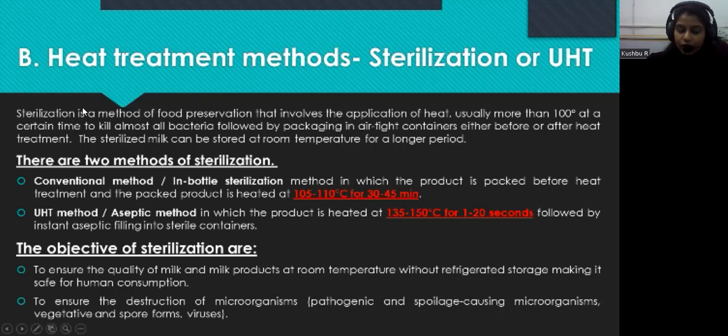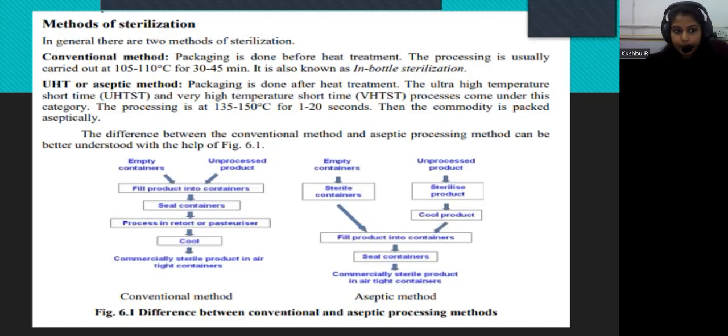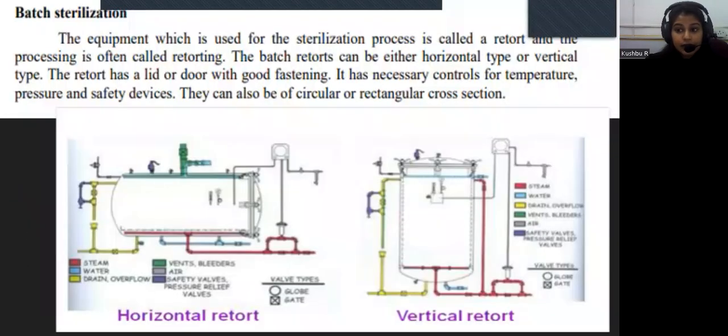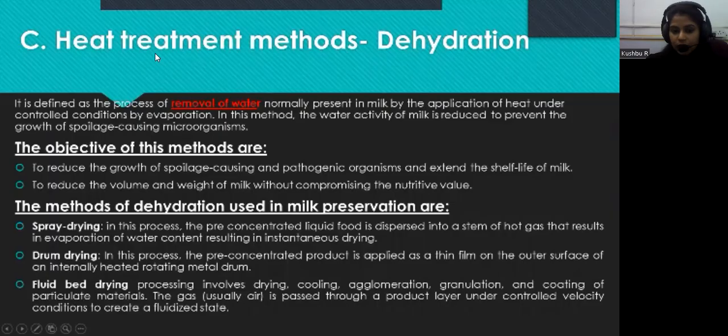In-bottle sterilization, or the conventional methodology, is when you pack them and then sterilize them. So these are the simple methodologies involved in the conventional method and the aseptic method. To speak about sterilization in mass, here we are going to sterilize the milk in mass quantity in the horizontal retort or the vertical retort.